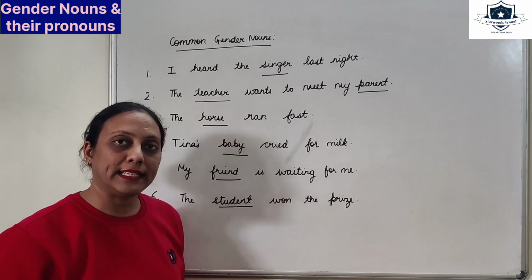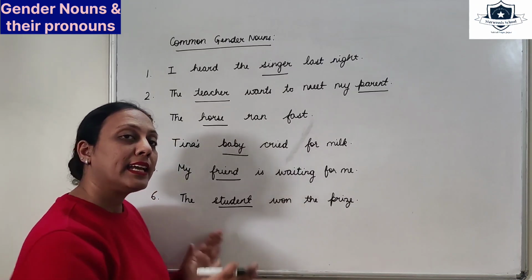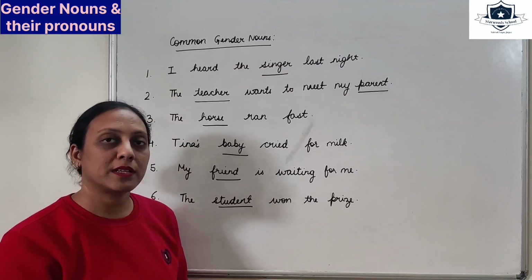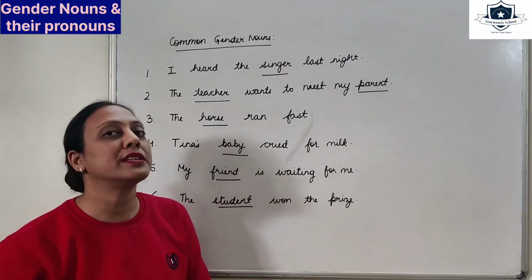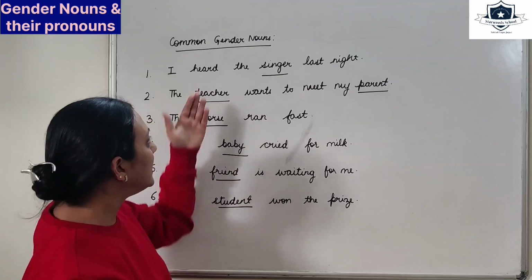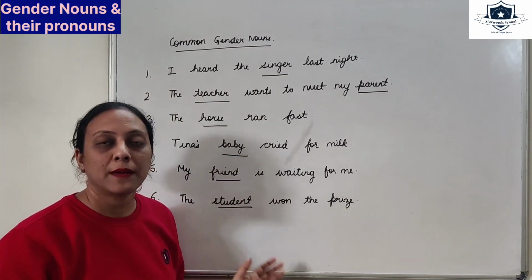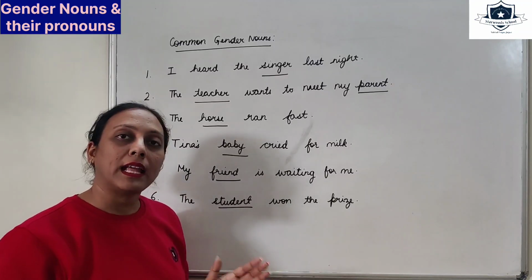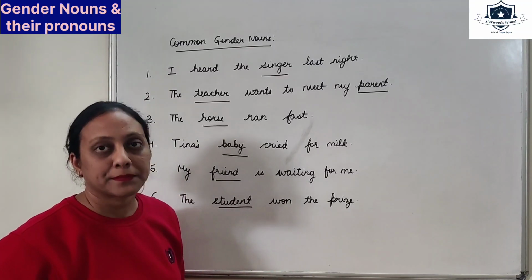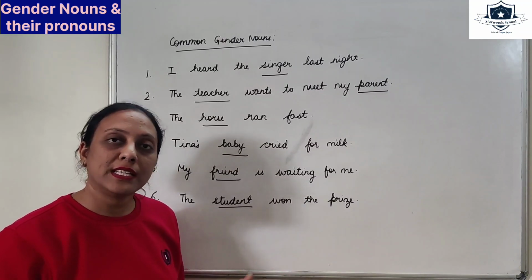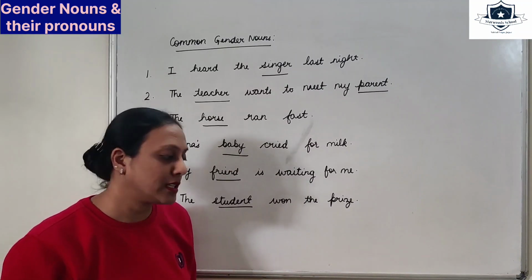Again, it is not clear. ये clear नहीं है कि हम किसकी बात कर रहे हैं. It was a boy or it was a girl. It was a masculine student or it was a feminine student. So that is why these few words are also the common nouns which do not tell about the gender clearly, but they associate to people. So these are called common gender nouns.